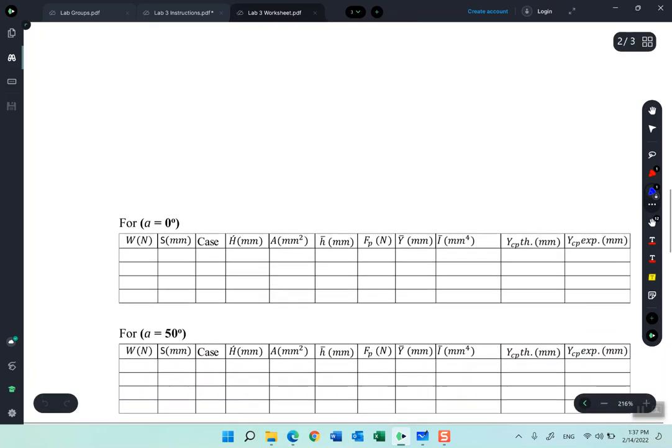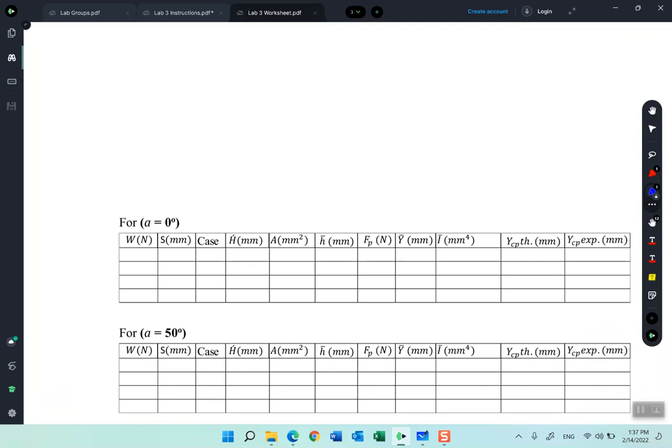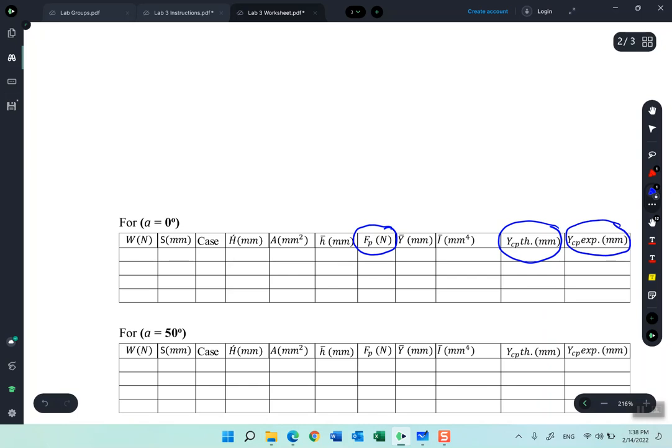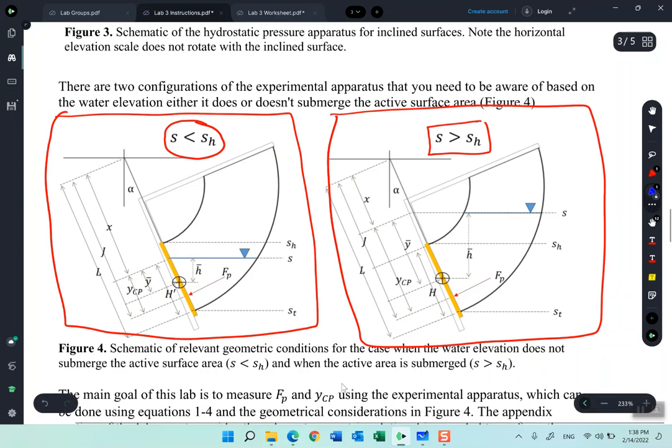So after having the measurements, which we are going to do in a while, you will be able to fill the result table to get three values specifically. FP, which is the pressure force, YCB theoretical from equation number 3, and YCB experimental from this lab. But as you remember, I didn't show you any equations for the experimental YCB, right? I didn't do that. Because actually it's already here in your lab instructions.